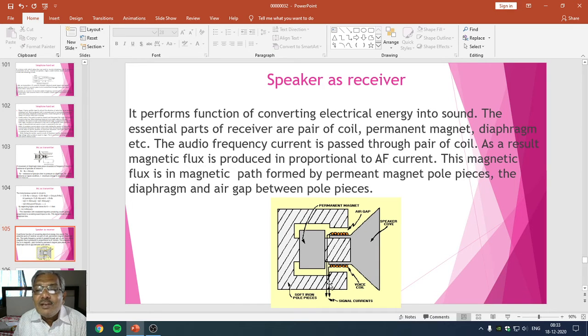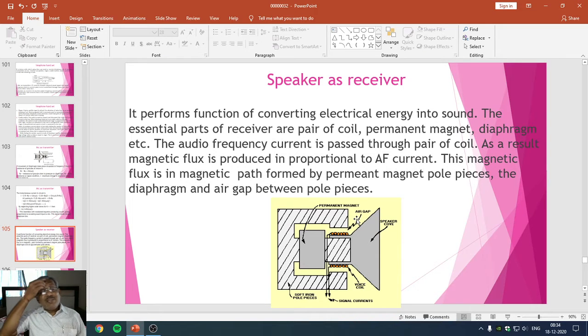On these soft iron pole pieces, the electrical coils are mounted. Look here, this one and this one represent the coil mounted on the pole pieces. The two terminals are brought out externally for the connection. And to the pole pieces, a diaphragm is connected at the output. In between the diaphragm and the pole pieces, there is an air gap.